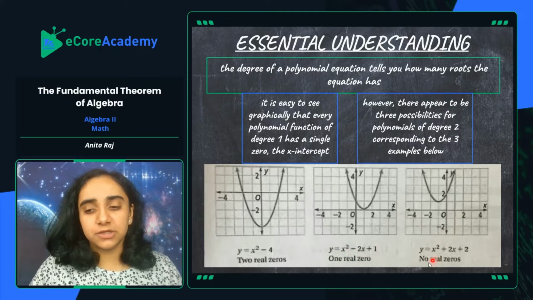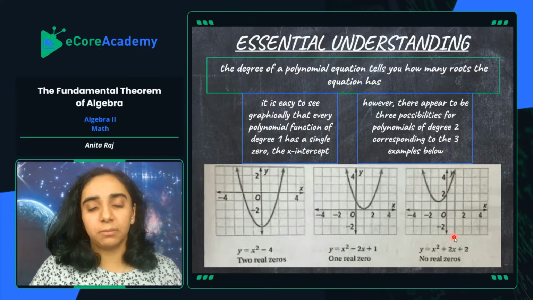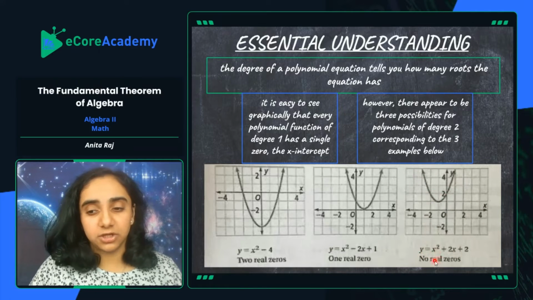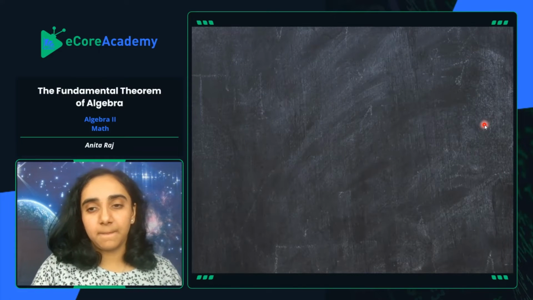And finally, we have a situation where we have no real zeros, and this pretty much means that the parabola will never touch the x-axis. It's where the parabola will open up above the x-axis or open up below the x-axis, but it'll never actually intersect the x-axis, as you can see here. And this is represented by the equation y equals x squared plus 2x plus 2. So it really depends on what equation you're looking at when in regards to the polynomial.